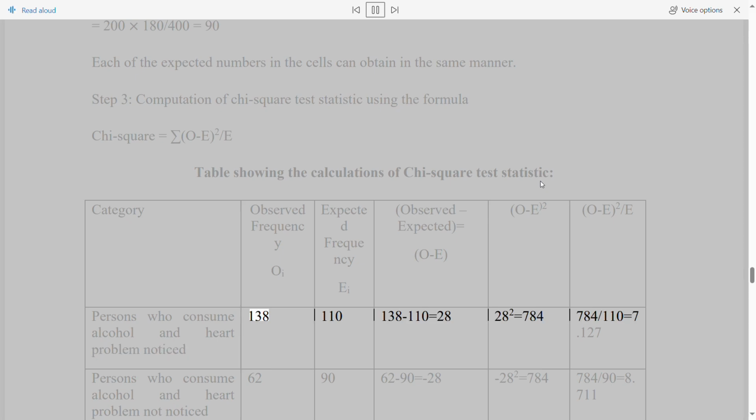138 minus 110 equals 28. 28 squared is equal to 784. 784 divided by 110 equals 7.127. Persons who consume alcohol and heart problem not noticed. 62 minus 90 equals minus 28. 28 squared is equal to 784. 784 divided by 90 equals 8.711.